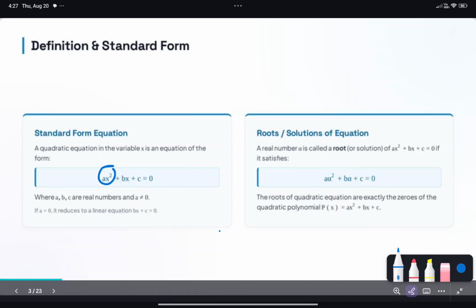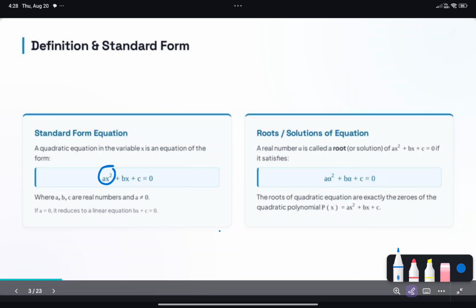If a equals 0, it reduces to a linear equation bx plus c is equal to 0. Get the point? Why? Because initially it is a quadratic equation. When a equals 0, it reduces to the linear equation bx plus c is equal to 0. Clear?